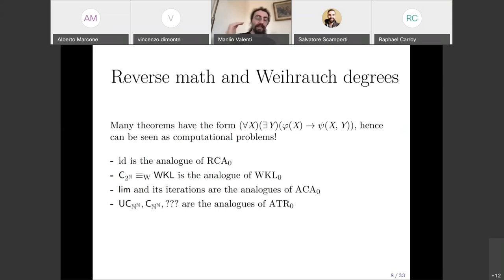Then at the level of ATR naught, things get a little bit messier, and you don't really have a single analog. This has been very well presented by the work of Alberto Marcone, Arno Pauly, and Takayuki Kihara, where they present many possible analogs of ATR naught in the context of Weihrauch degrees. So natural candidates are these two.